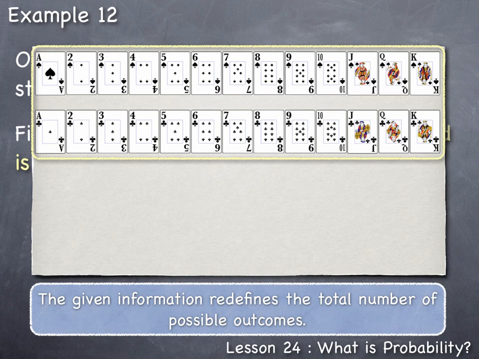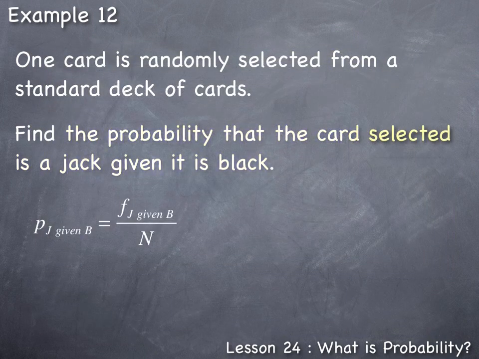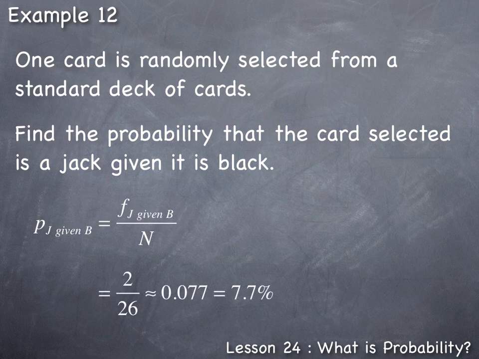In this case, what's the probability that it's a jack, given it's black? So out of the 26 black cards, 2 of them are jacks. So there's 2 black jacks out of a total of 26 black cards, giving us the probability of 2 chances out of 26, which works out to be 0.077 decimal, or 7.7%. Thus, there's a 7.7% probability that the randomly selected card is a jack, given that we know it was colored black.